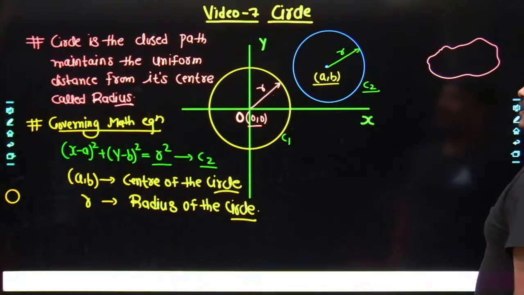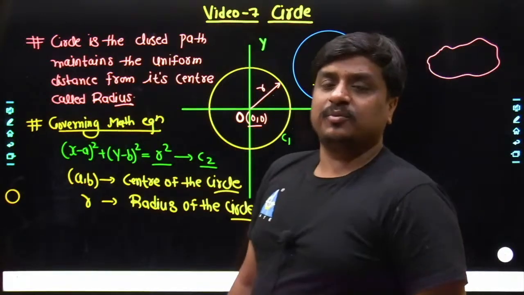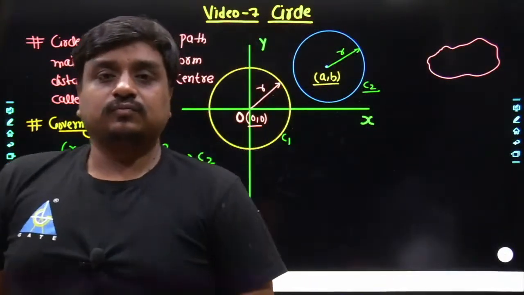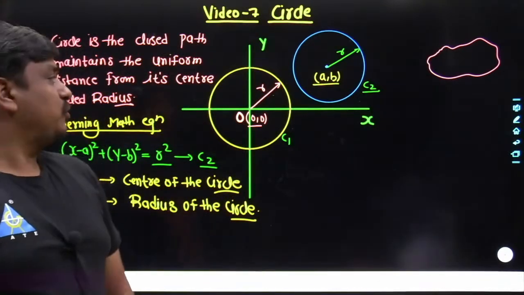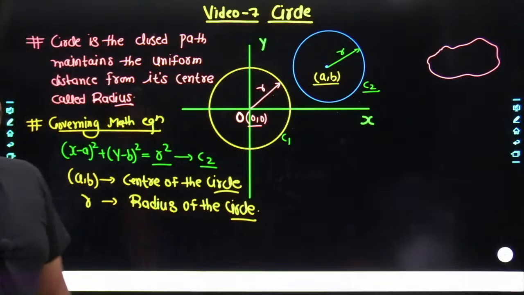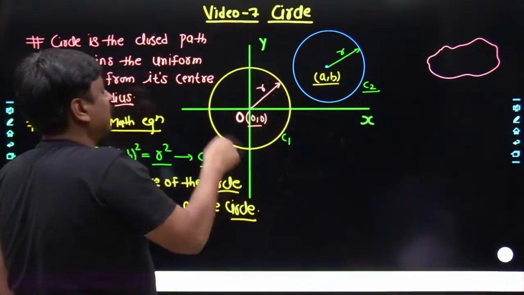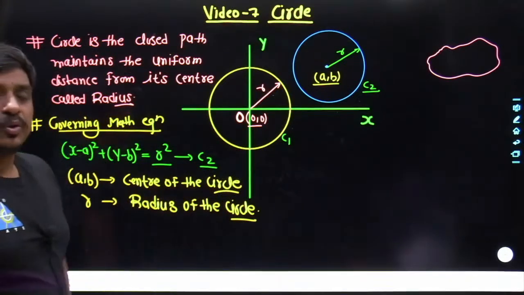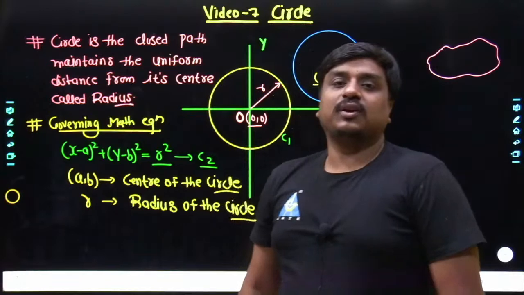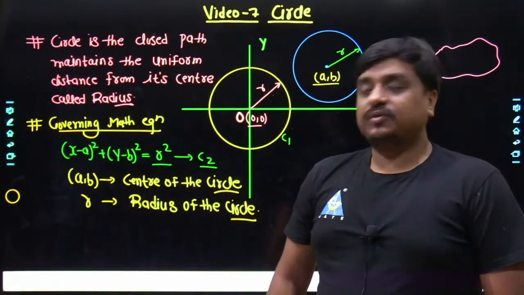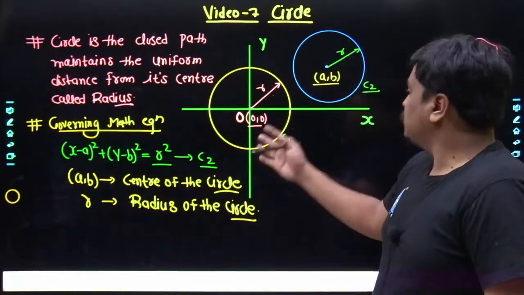As far as the circle is concerned, it is a closed path, but it always maintains a uniform distance from the center. For the time being, that uniform distance is R, which is called the radius. The governing mathematical equation followed throughout the range of x and y is (x minus a) raised to the power of 2 plus (y minus b) raised to 2 equals r squared, where (a, b) is the center of the circle and r is the radius of the given circle, which we have drawn over here.